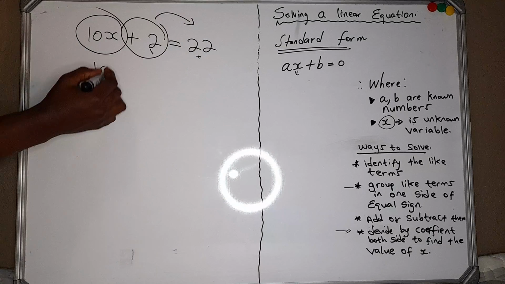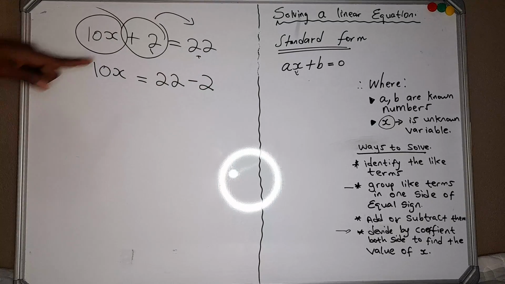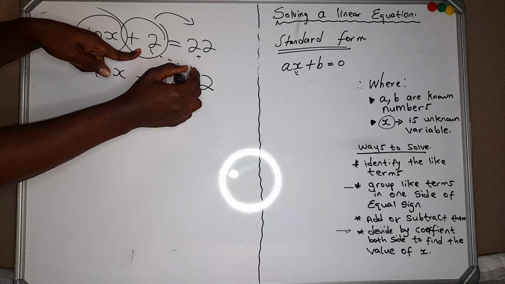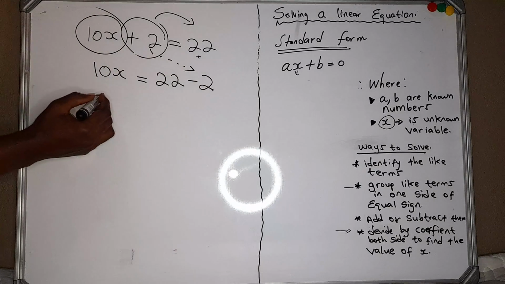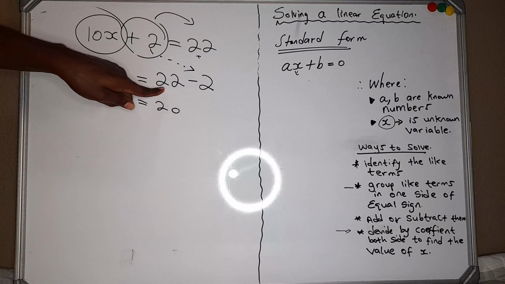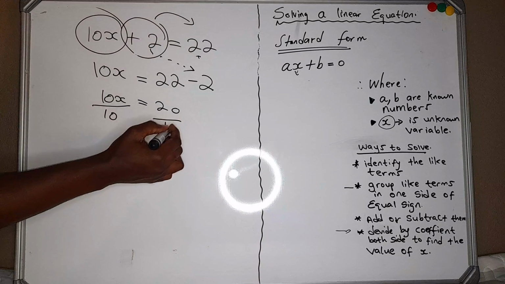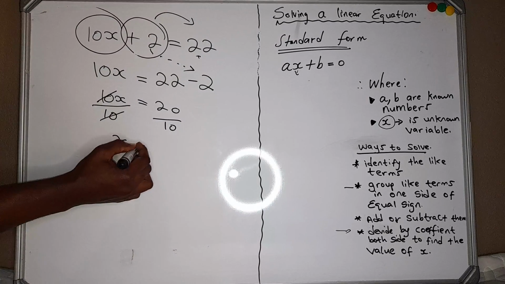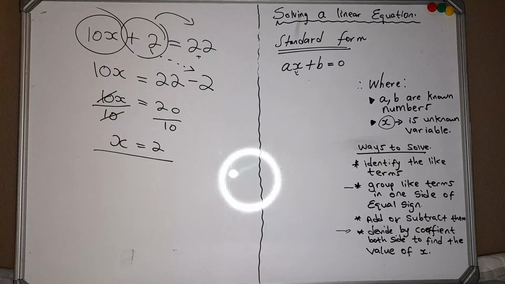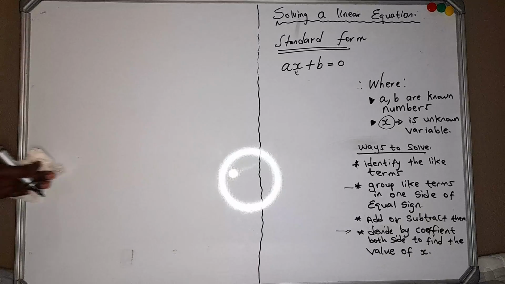It becomes 10x is equal to 22 minus 2, because this 2 here is positive; when it jumps the sign, it becomes negative 2. So 10x is equal to 20, because 22 minus 2 gives us 20. So we divide both sides by 10. This one cancels. x is equal to 2. So this is the value of x. Let's take another example they give us.